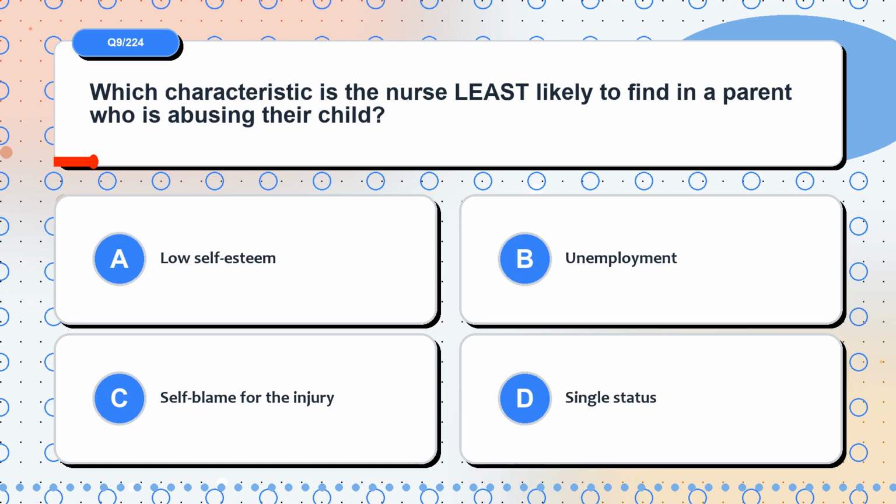Question 9. Which characteristic is the nurse least likely to find in a parent who is abusing their child? Here are the options. Option A. Low self-esteem. Option B. Unemployment. Option C. Self-blame for the injury. Option D. Single status.